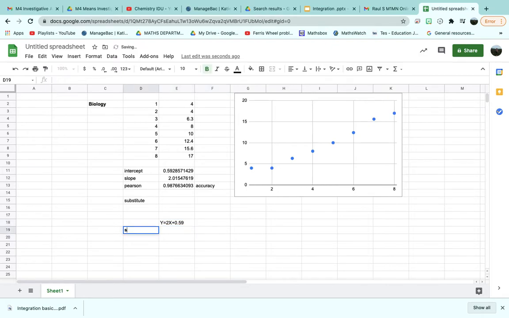You could then do what it means to substitute in practice. When we are substituting, we are going to take a random value of x. So say if we wanted to see what happens beyond this value 8, let's say if we wanted to see what happens at 10, we can replace 10 into this formula. 2 times 10 plus 0.59 would give us the equivalent value of y.